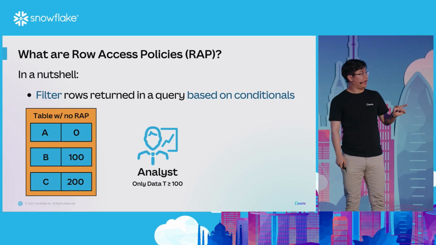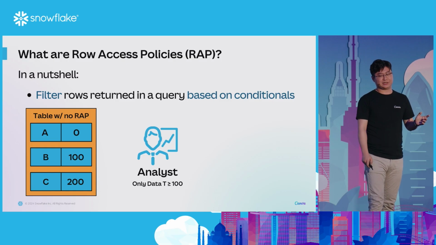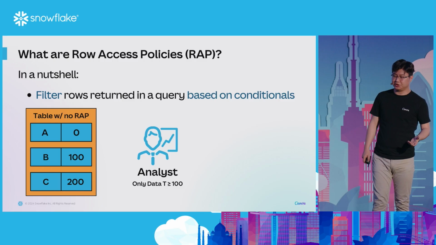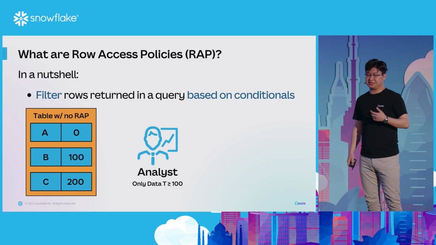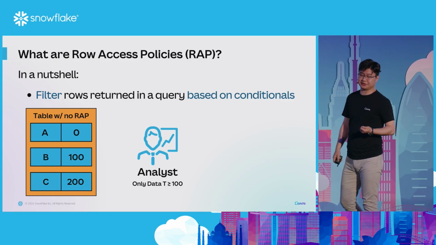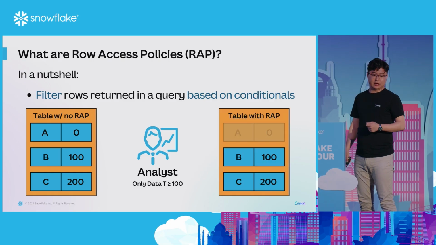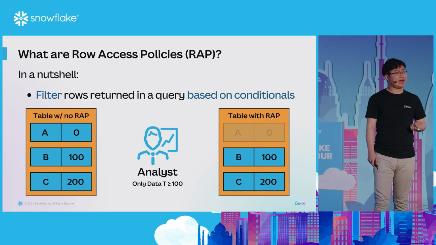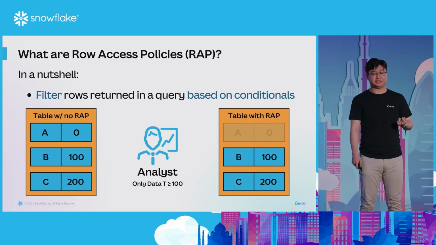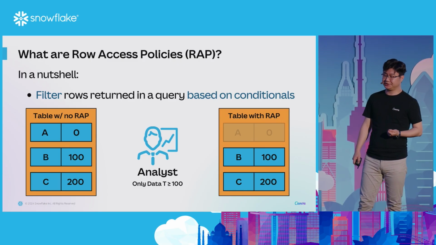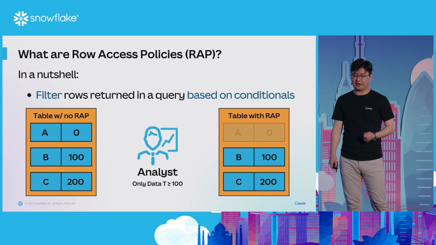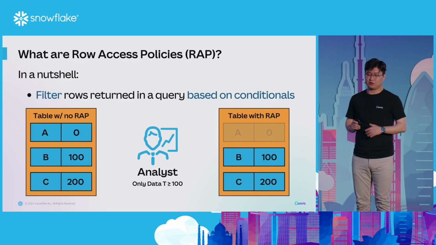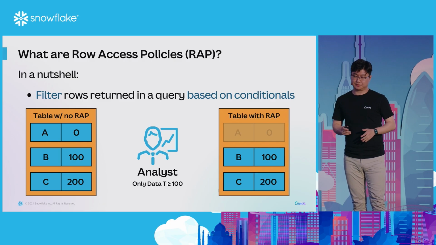Here on your left, I have a table with no row access policy. In this case, there are 3 rows, A equals 0, B equals 100, and C equals 200. The second column is referring to T in this case. On your right, I have a table with a row access policy. It has the same content as the table on the left, but in this case, you can see that the first row has been grayed out or made transparent. You can't see it. That's what the row access policy allows us to do.